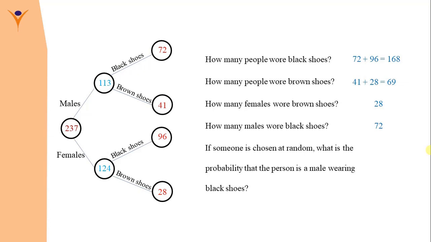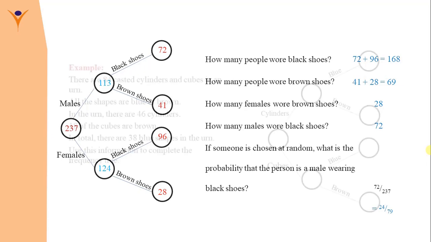So someone there is referring to the total number of people. So since we have 72 males putting on black shoes, then we will say 72 over the total number of people, and that is 72 over 237, and that gives us 24 over 79. Was that what you thought? Anyway, let's go on to our next example in the video.